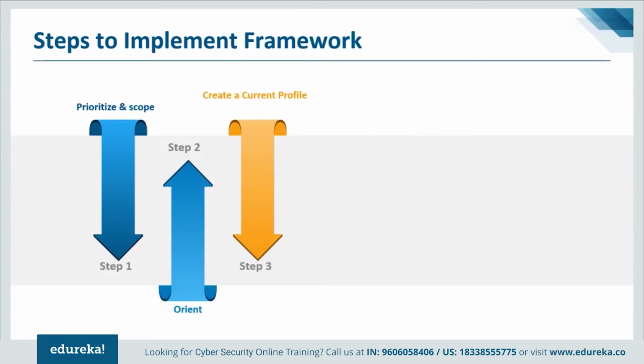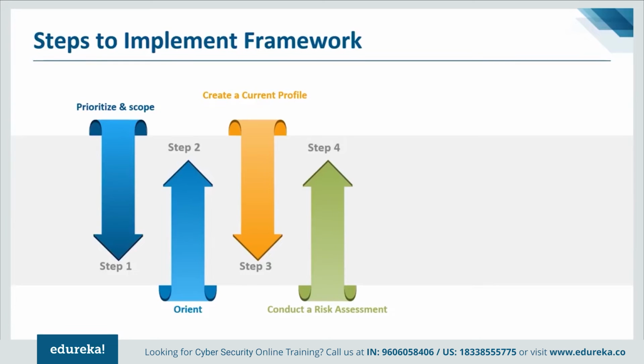The organization develops a current profile by indicating which category and subcategory outcomes from the framework core are currently being achieved. If an outcome is partially achieved, noting this fact will help support subsequent steps by providing baseline information. The fourth step is to conduct a risk assessment. This assessment could be guided by the organization's overall risk management process or previous risk assessment activities.